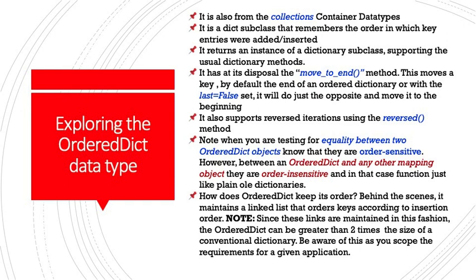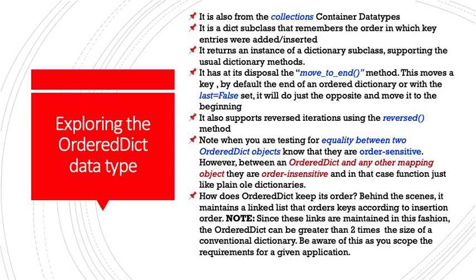Now, when you are testing for equality between two OrderedDict objects, know that they are order sensitive. So if the order is not identical in both, it will not evaluate to true. However, between the OrderedDict and any other mapping object, they are order insensitive. And in that case, it would just function like a plain old dictionary.